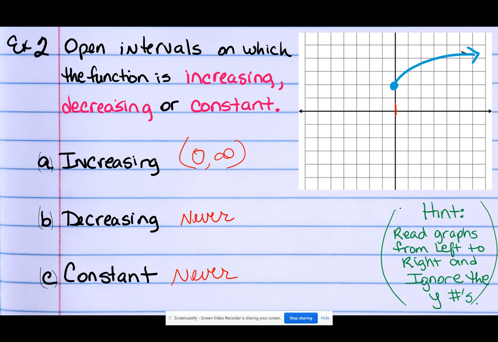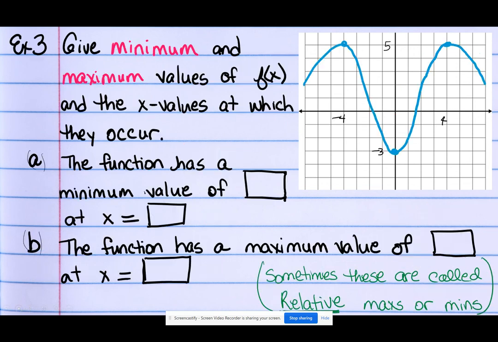And here's that hint again down here at the bottom. Remember, you read your graphs from left to right, and you must ignore the y values when doing the increasing, decreasing, or constant, because these are open intervals of the domain. These are like sub-intervals of the domain. So we're always looking at the x's. Okay, that's interesting. Let's try something else.